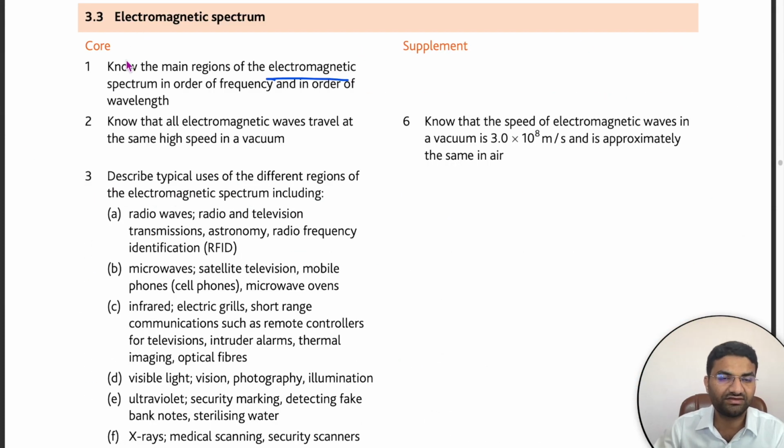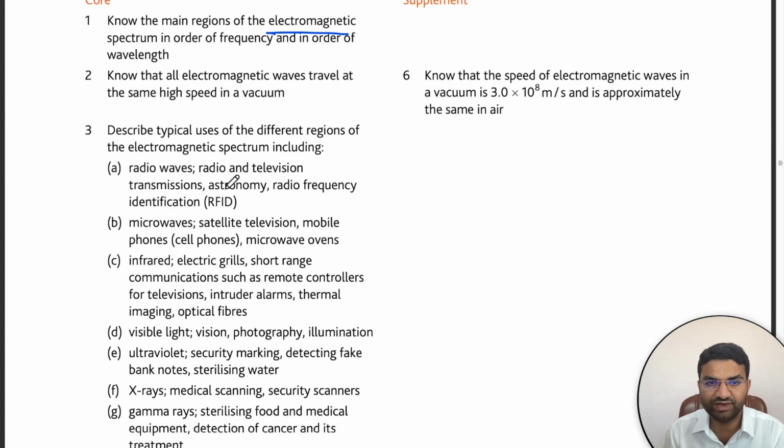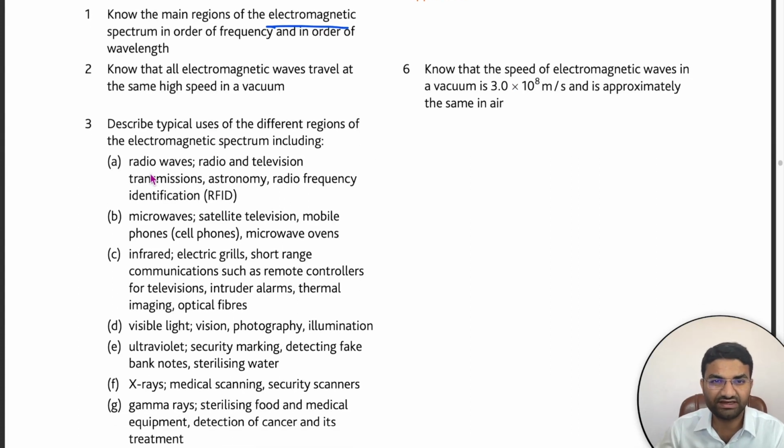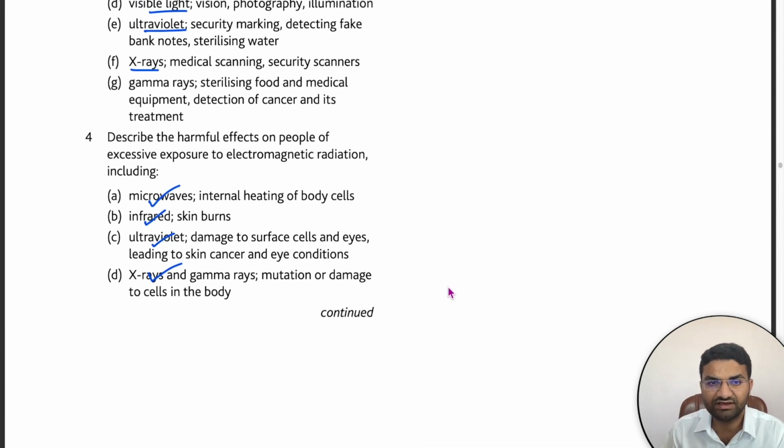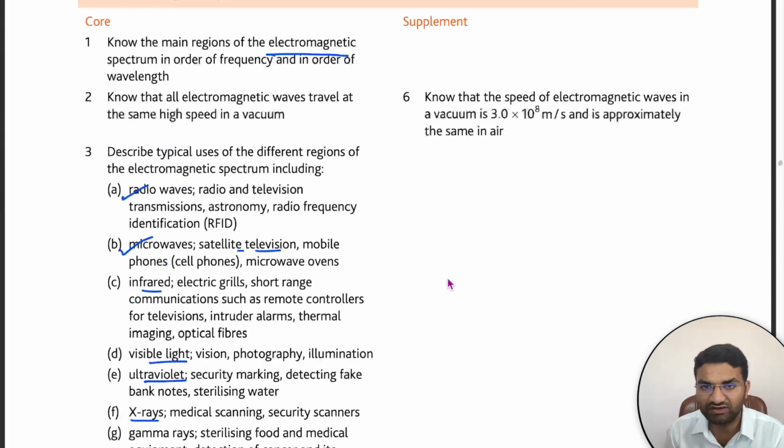In the third subtopic, you have the electromagnetic spectrum. In the electromagnetic spectrum, you have to understand radio waves, microwaves, satellite television waves, then infrared waves, visible light, ultraviolet light, X-rays, gamma rays. These rays are there for both extended as well as core students: microwave, infrared, ultraviolet rays, gamma rays. Fine. So their harmful effects.